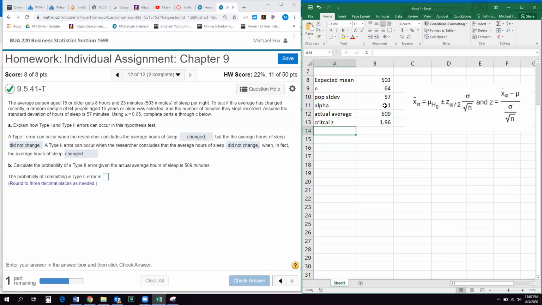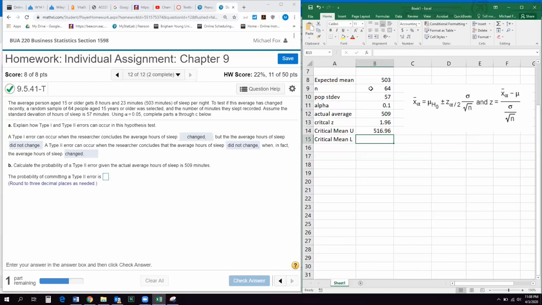Now we're going to find our critical mean using this formula right here. Because this is a two-tailed test, we have to do plus and minus. So we're going to have an upper and a lower critical mean. I'll call these critical mean upper and critical mean lower, and I'm just going to use the formula. The critical mean upper equals the expected mean plus the critical z times, in parentheses, the population standard deviation over the square root of n. So that would be our critical mean upper.